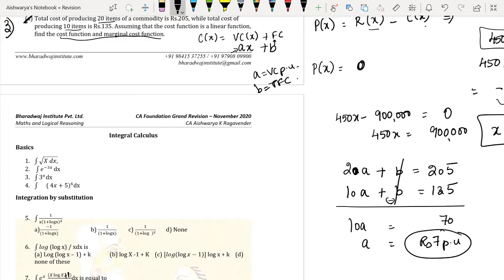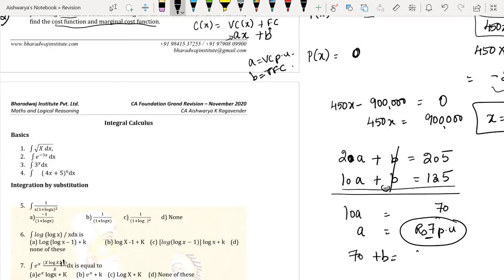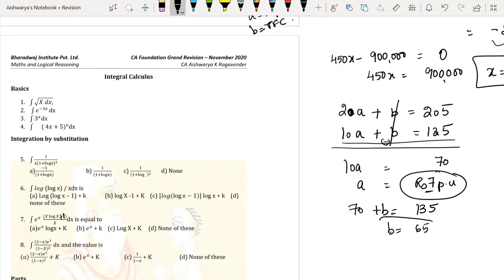Now let's find the fixed cost. You substitute this in this equation, you will get 70 plus B is equal to 135. So B is equal to 65. This is your fixed cost.